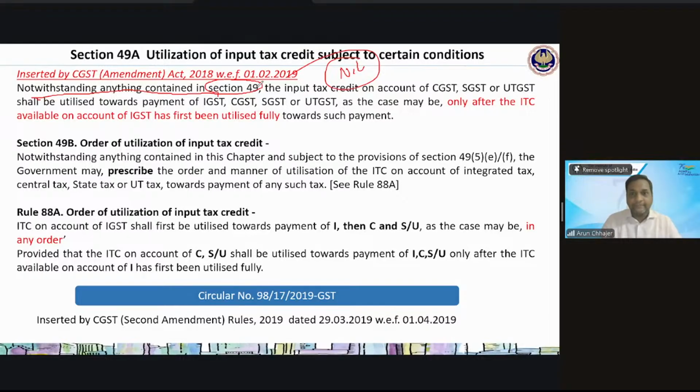What is the new order? Read. They are saying ITC on account of C and ITC on account of S will be utilized towards the payment of ICS only after the ITC of I becomes 0.